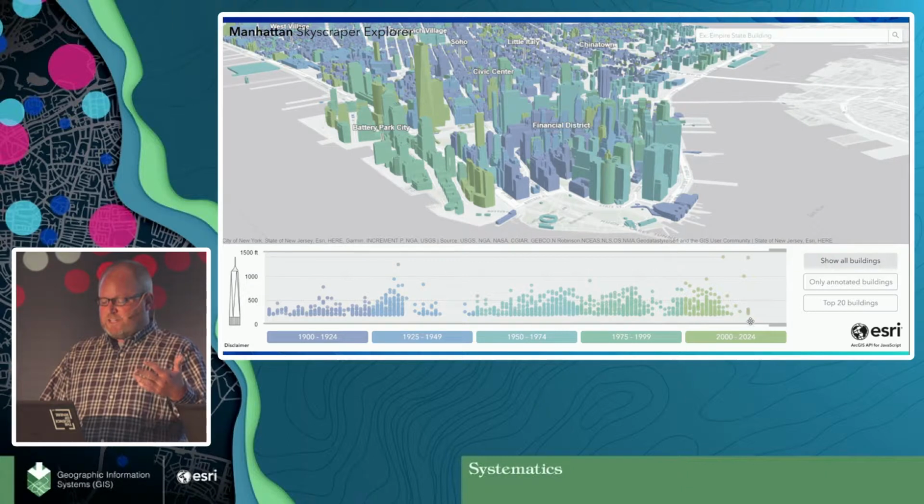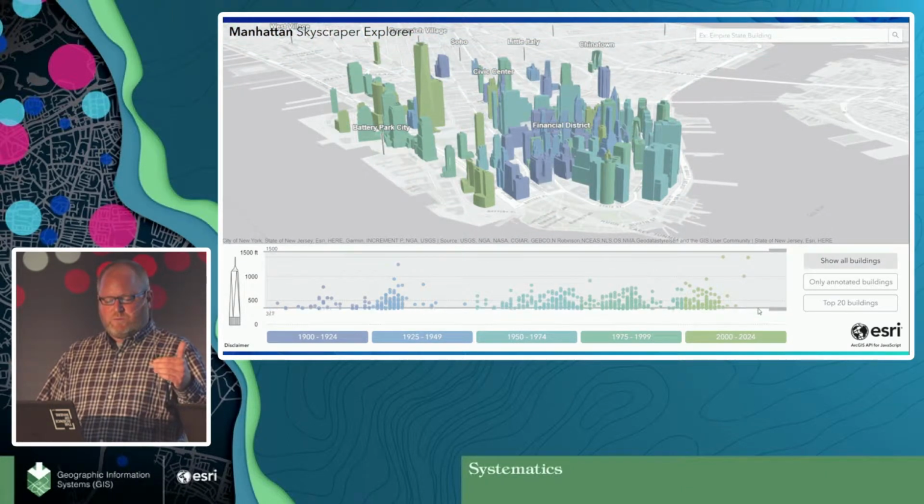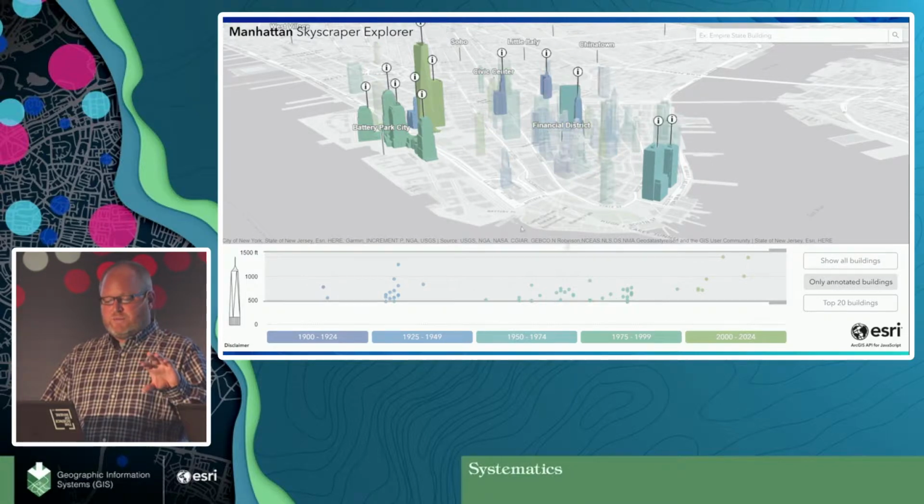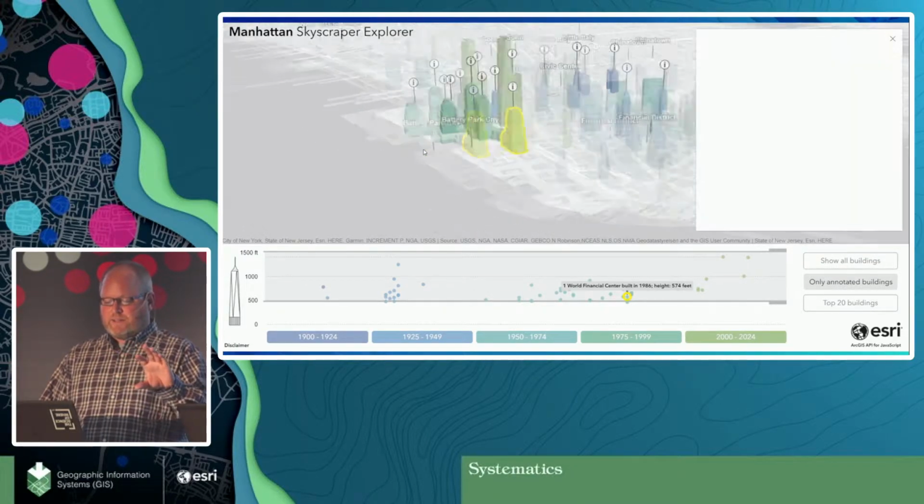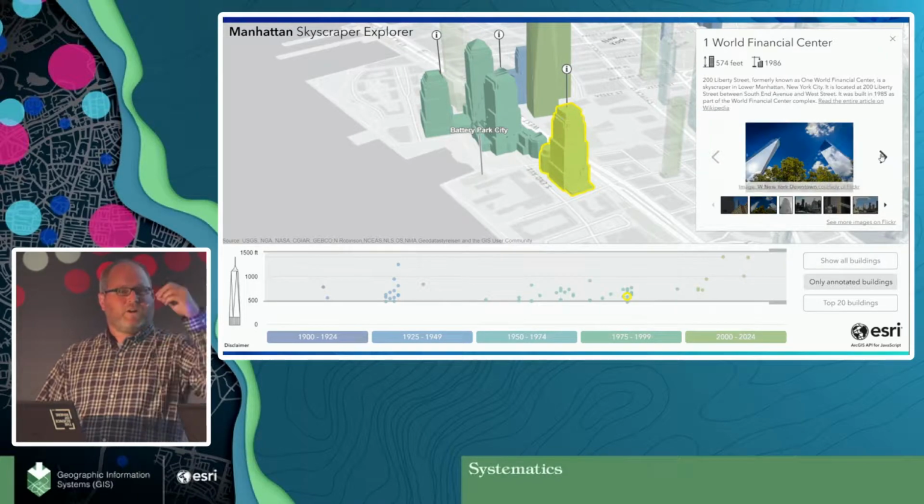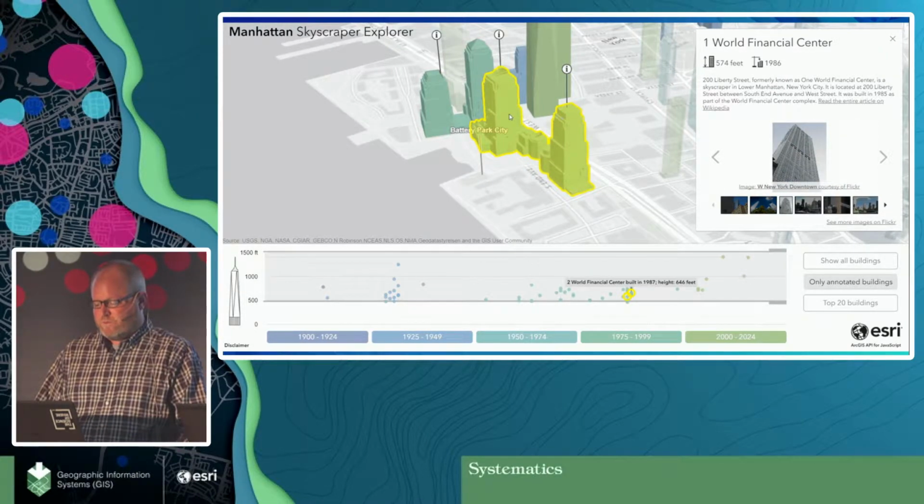Each of these buildings has attribute information that I can, on the client side, filter out. So here we'll filter out all the buildings that are less than 500 feet tall. I can also focus on the annotated buildings, so we can use opacity to highlight certain ones, and select the individual ones with those nice callouts on top of the building, and so forth.